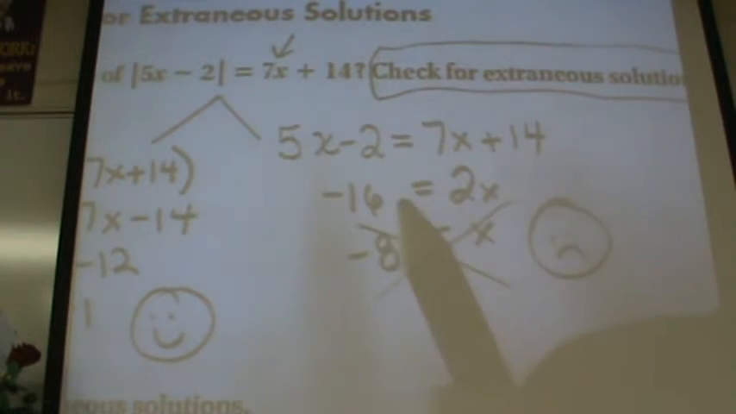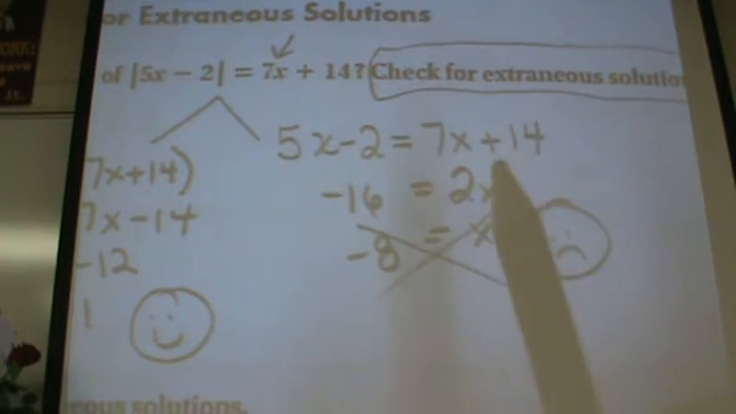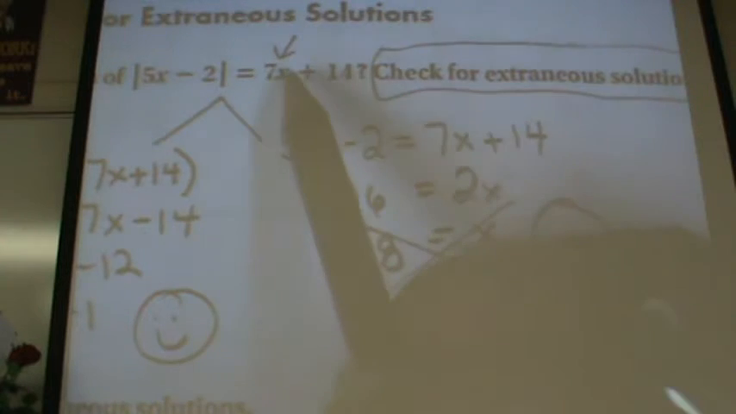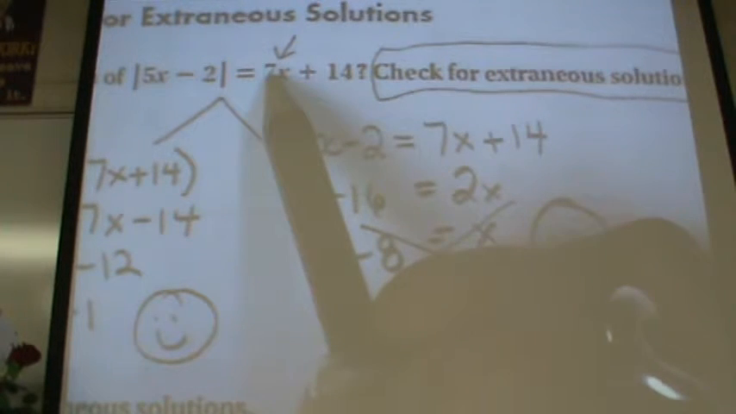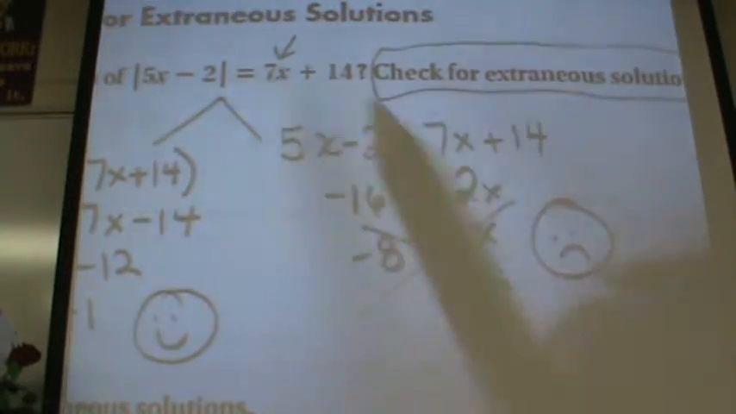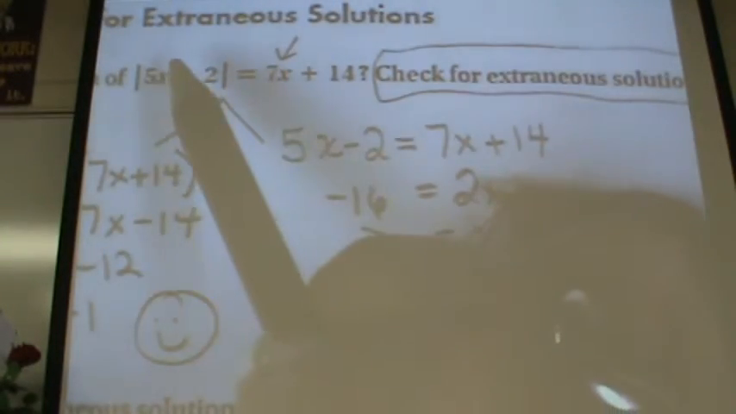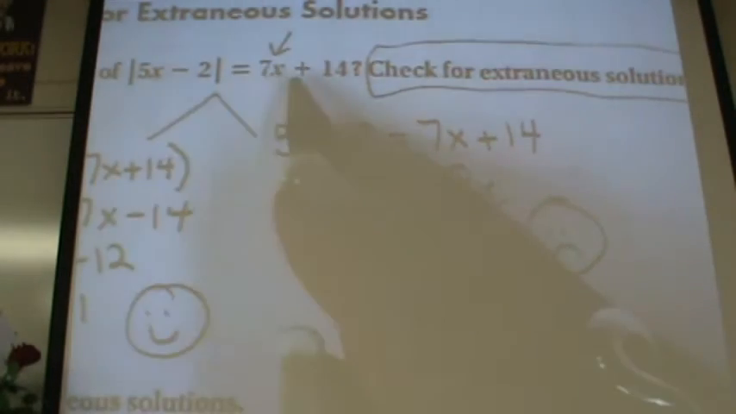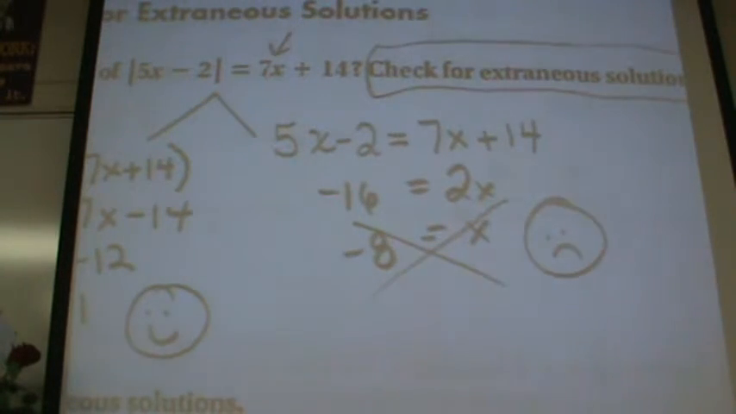Do the math if you don't believe me, but if you want to check quickly, negative 8 times 7 is a large negative number, negative 56. When I add this number, it's going to come out negative, and I know the absolute value of anything is positive. So I'm going to get a positive equals a negative, and I know it's not going to work. You get that? Okay, cool.